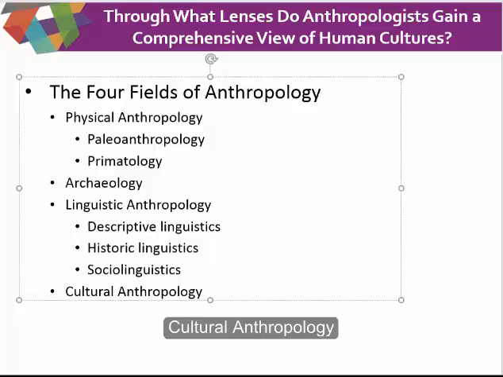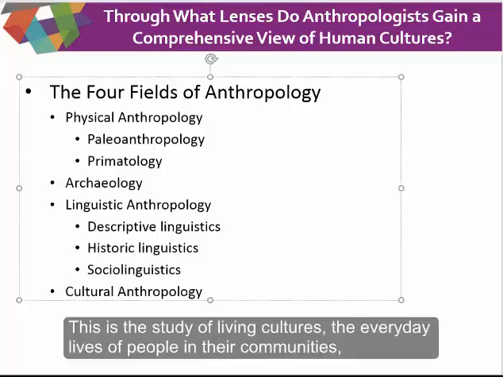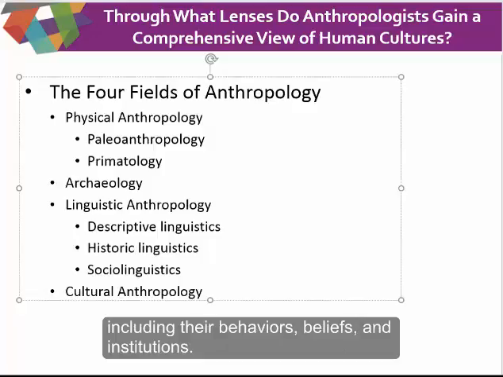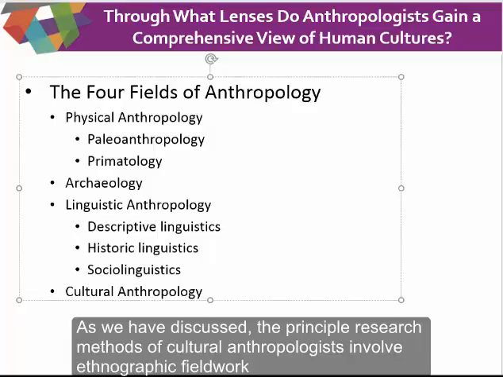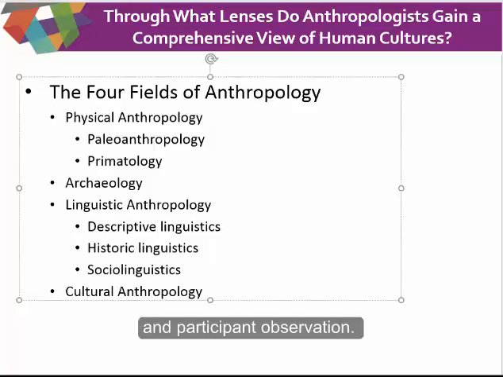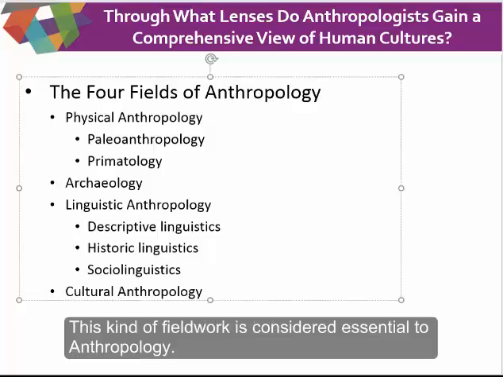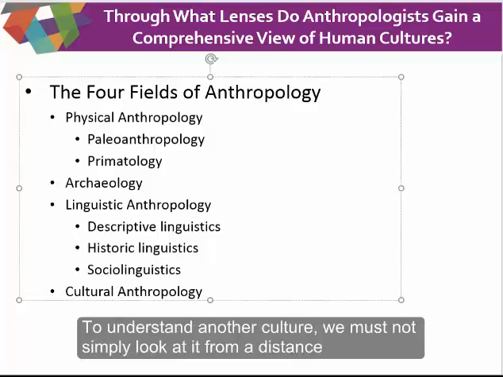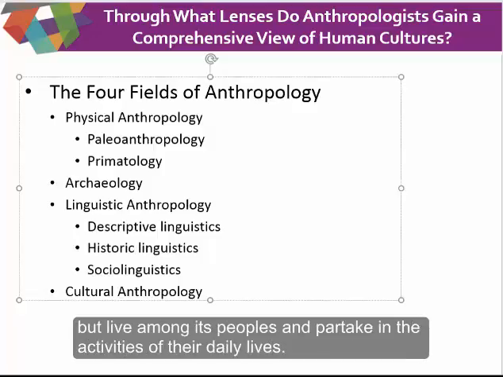Cultural anthropology. This is the study of living cultures, the everyday lives of people in their communities, including their behaviors, beliefs, and institutions. As we have discussed, the principal research method of cultural anthropologists involves ethnographic fieldwork and participant observation. This kind of fieldwork is considered essential to anthropology. To understand another culture, we must not simply look at it from a distance, but live among its people and partake in the activities of their daily lives.